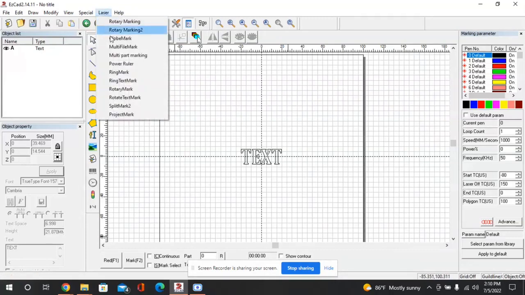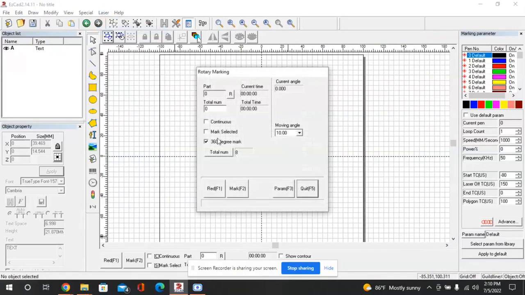So we'll go back now to our rotary marking 2. And then I'm going to pick 360 degree mark so that it'll mark in a full rotation. And just for this test, we'll set total number to 8. So it should mark or simulate marking in 8 different locations.